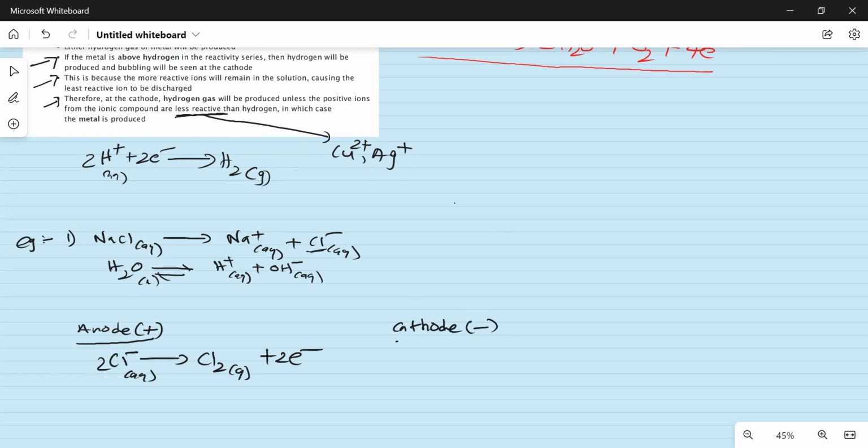Cathode reaction: all the positive ions will come. Na plus and H plus will come. Which ion are we going to select? Both ions are coming. So which ion are you going to select, guys, H plus or Na plus? We have the priority: H plus, because in the reactivity series Na is above hydrogen, a higher reactive metal. So Na plus won't react here, nothing will happen to it. So H plus will be reduced in the equation I have mentioned here.